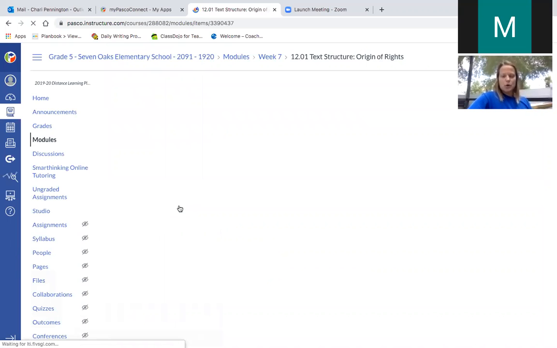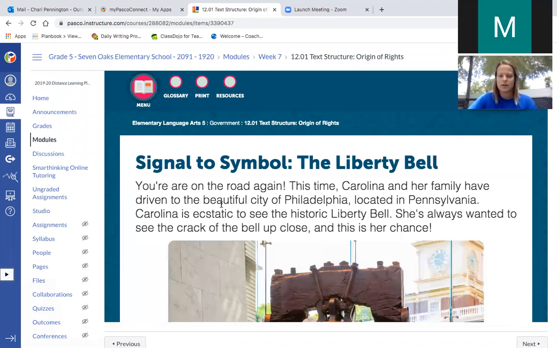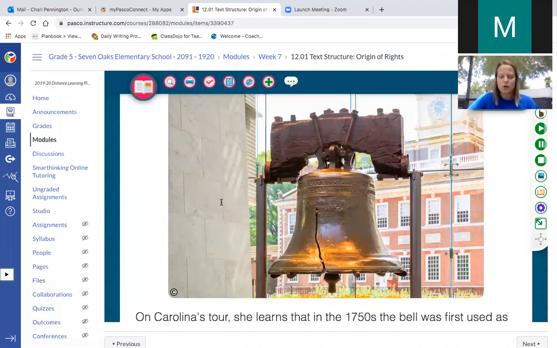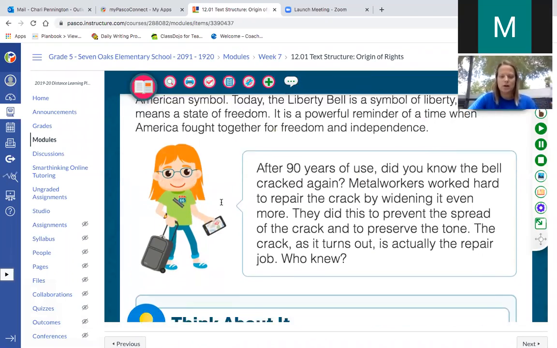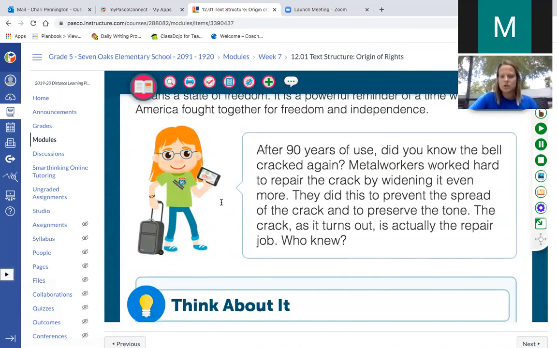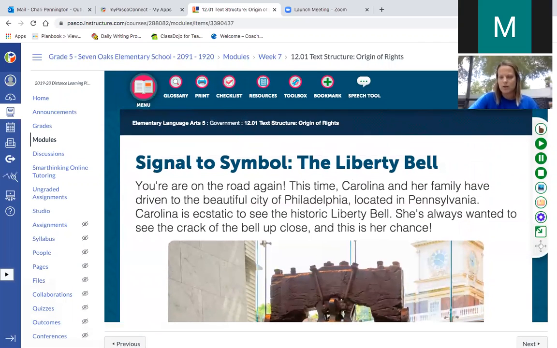And I'm just going to go through the lesson and show you some important things to pay attention to. So again, we're going to be seeing Carolina in her story. If we scroll down, it'll tell us what we're going to learn about in this lesson. We're going to be focusing on text structure, which all of us are familiar with. Just scroll over.